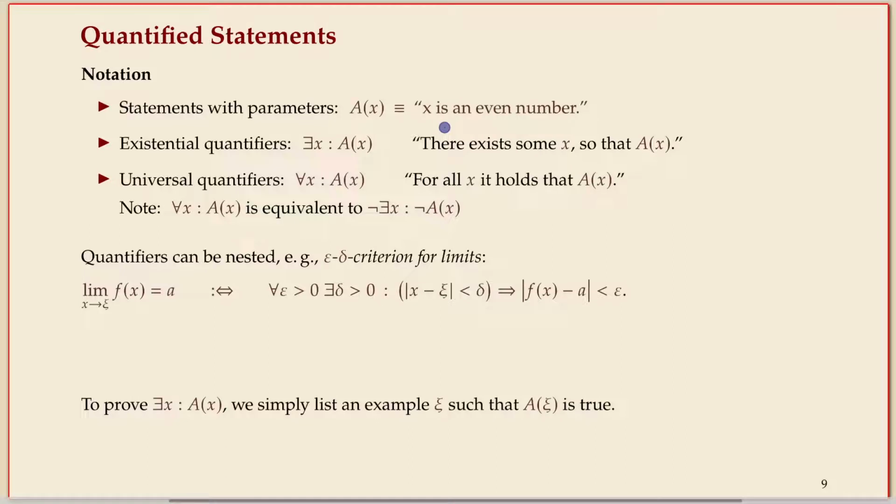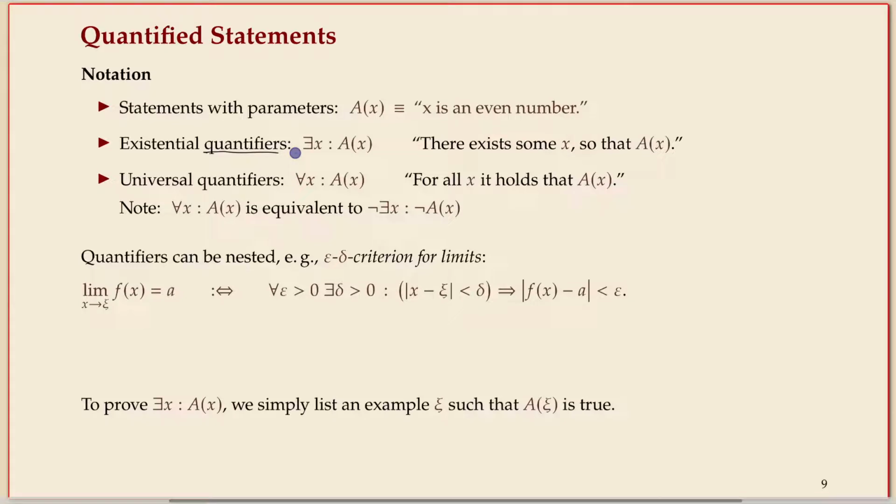Obviously, such a statement can be either true or false depending on the value of x. So it doesn't make sense to say prove A of x, right? I can prove A of 4 or A of 7. But the statement A of x itself is more like a function. For every value of x, it tells you a Boolean value, a truth value, true or false. But by itself it is not true or false. We can turn it into a logical statement that has a true or false value using these quantifiers.